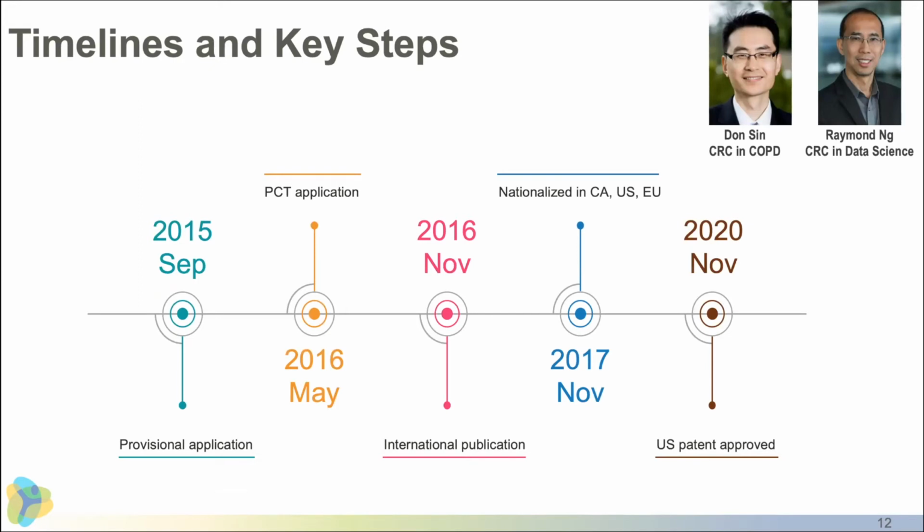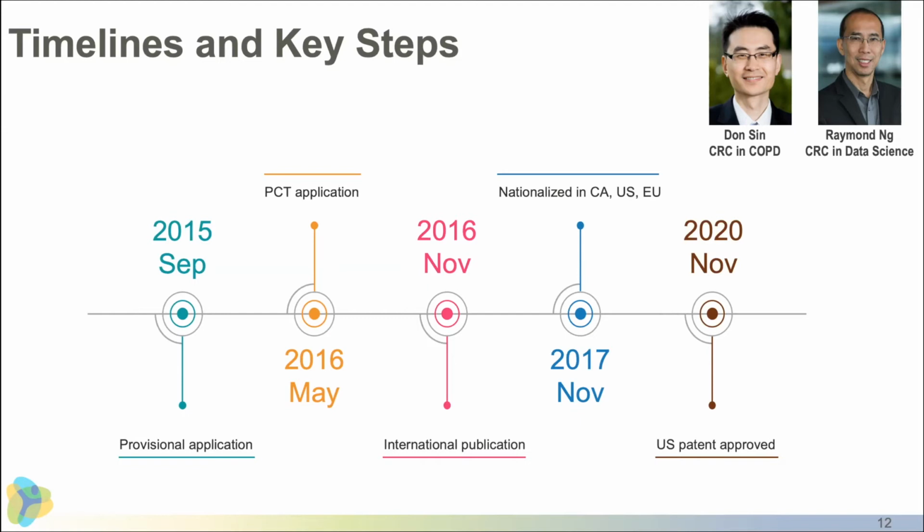Now, as an example, I have listed here the same COPD project for the diagnostic COPD biomarkers. We filed the first provisional application 5 years ago. Within that, we had 1 year to file the PCT or Patent Cooperation Treaty application. Once that's filed, you have 18 months to nationalize in the countries that you're interested in. We decided to nationalize in Canada, the US, and Europe, and that happened exactly 3 years ago.